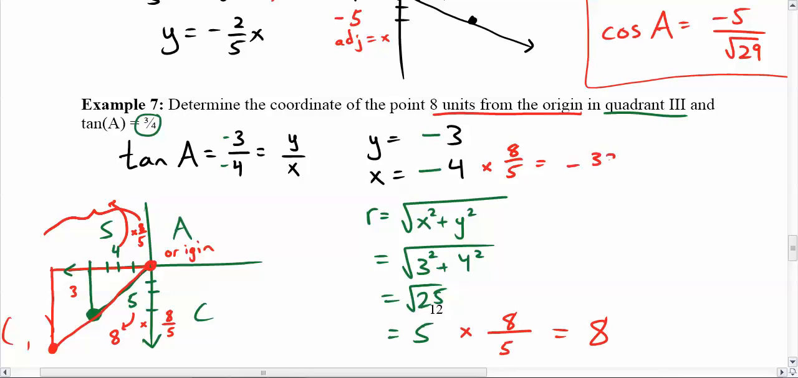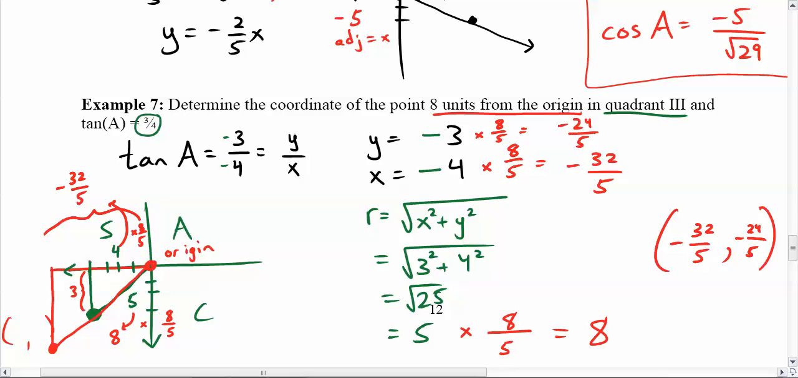So that would be negative 32 over 5. So my x-coordinate is negative 32 over 5. And same thing for the y. If I want to take this 3 on the green triangle and make it 1.6 times bigger, just multiply by 8 over 5 to get negative 24 over 5. And that gives me the y-coordinate on the red triangle. So I just took that triangle and made it 1.6 times bigger to make the radius 8 instead of 5.